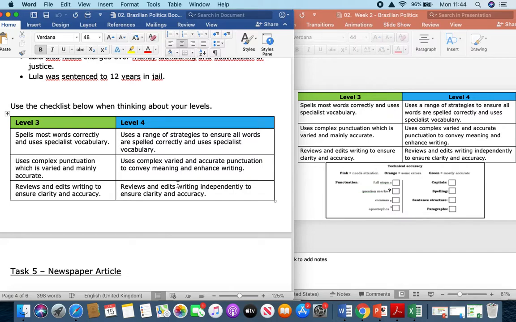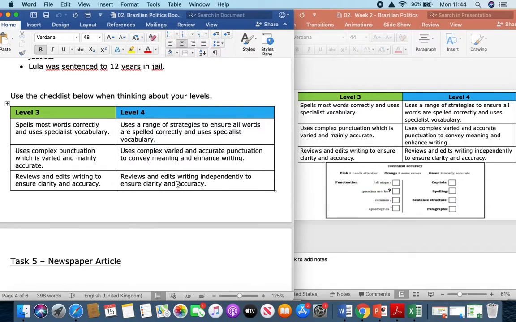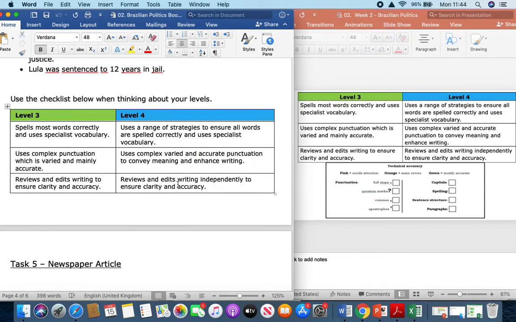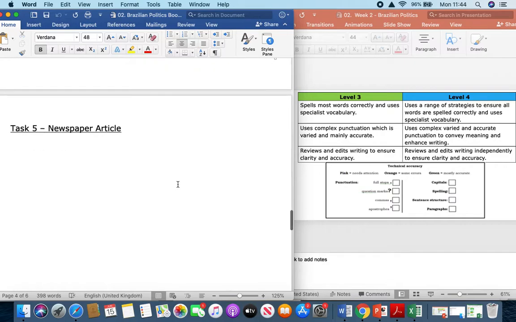Level 4 is where you're going that little bit extra. You use a range of strategies to ensure that all words are spelled correctly, and use specialist vocabulary. You're just doing a little bit more there. Use complex, varied and accurate punctuation. It's the same thing there. A lot of times you can change the way your sentence is written, and you can get some extra credit or some extra detail in. Review and edit your work independently, so do it on your own, and ensure the clarity. You guys are going to be sorting yourselves out on this.